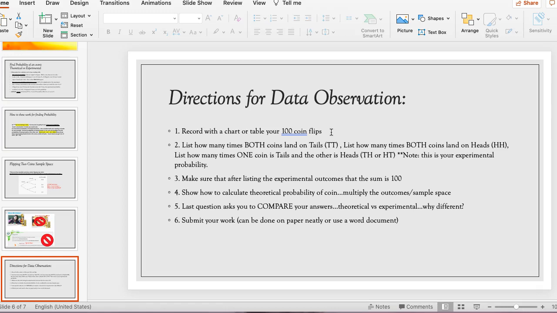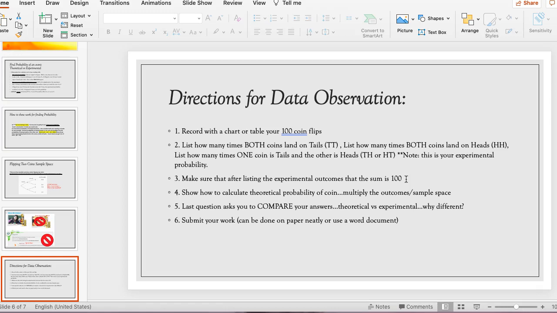Notice that this would be your experimental probability. There are questions asking you for theoretical, which we just talked about how to find and show work for. And there are questions asking you for the experimental. The experimental is going to be what you record when you actually flip the coin 100 times. Make sure that in your list, in your table, on your paper, however you decide to record your data, make sure that everything adds up to 100 total coin flips, okay? The sum should be 100 after doing that.